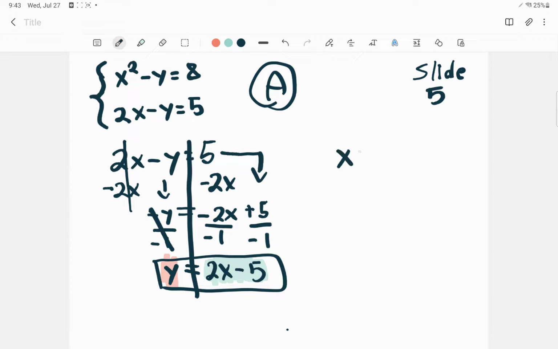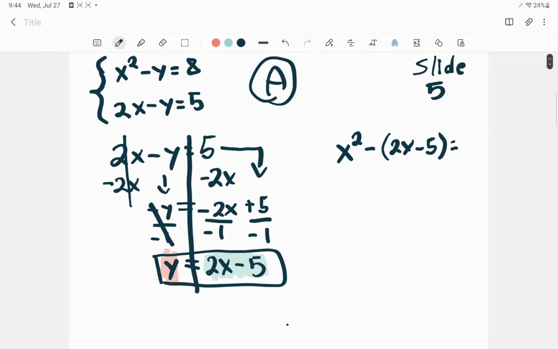So I'm going to have x squared minus parentheses 2x minus 5. The reason why we change one of them is so we can plug it into the other one, right? Equals 8. All right, not too bad. All we have to do is distribute the negative to the 2x and the negative 5, which should give us x squared minus 2x plus 5 equals 8.